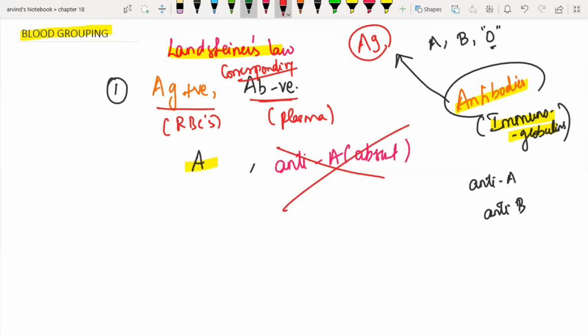Because just now I told you, when I have an antibody for a particular antigen, this can destroy them, this can kill them, this can remove them. It will assume that removing this is good, but it is not good in case of an RBC, right? So if A is present, anti-A should not be present, right?